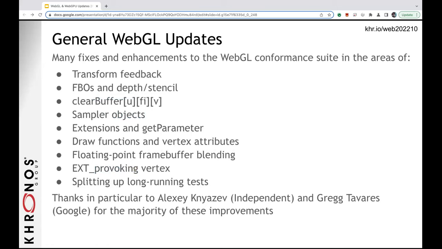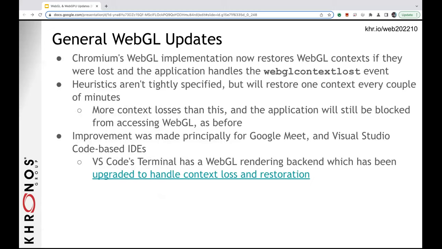By way of continuing these updates, Chromium's own implementation now finally restores WebGL contexts if they were lost, and if the application handles the WebGL context lost event. The heuristics for this restoration aren't tightly specified, but it will restore one context every couple of minutes. And if there are more context losses than this, the application will still be blocked from accessing WebGL as before, and you'll have to reload your page in order to restore it. The improvement here was made principally for Google Meet, which seemed unreliable, but actually wasn't. It was the graphics driver. And also for Visual Studio Code-based IDEs. It turns out that the terminal in that IDE has a WebGL rendering backend, and it's been upgraded to handle context loss restoration.